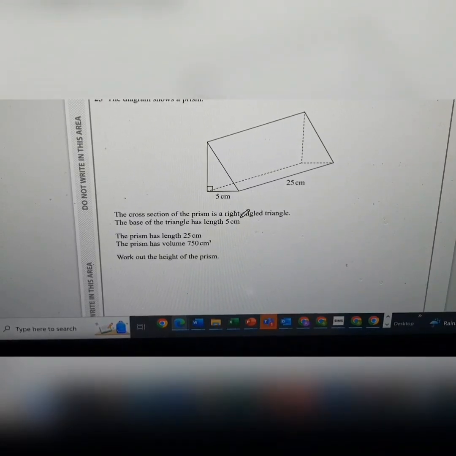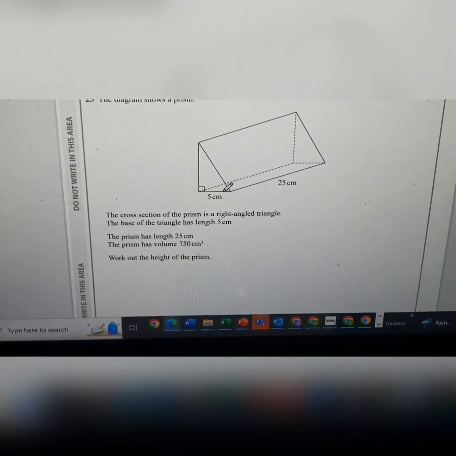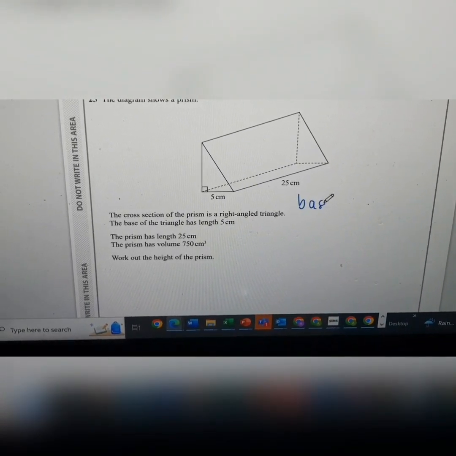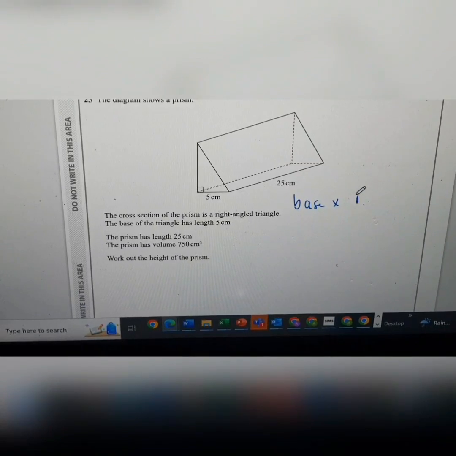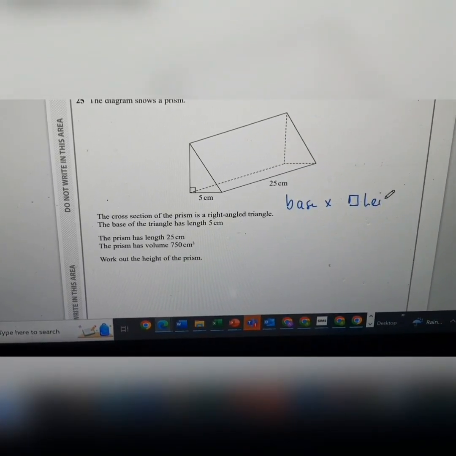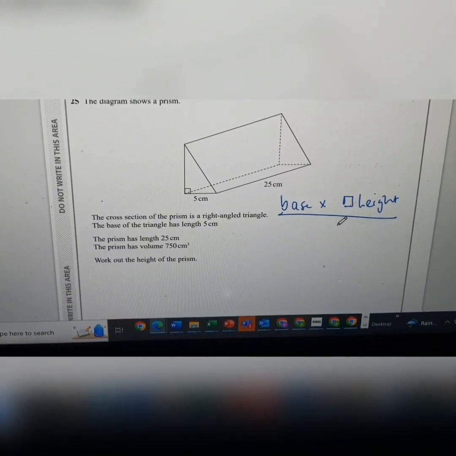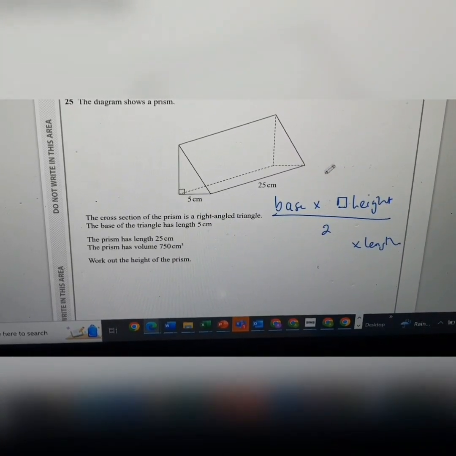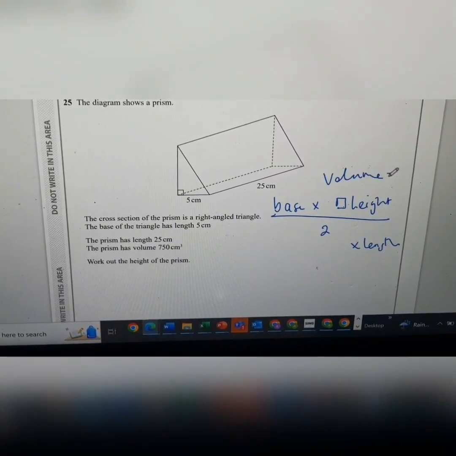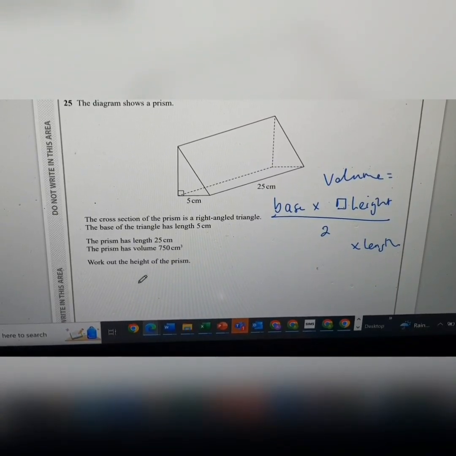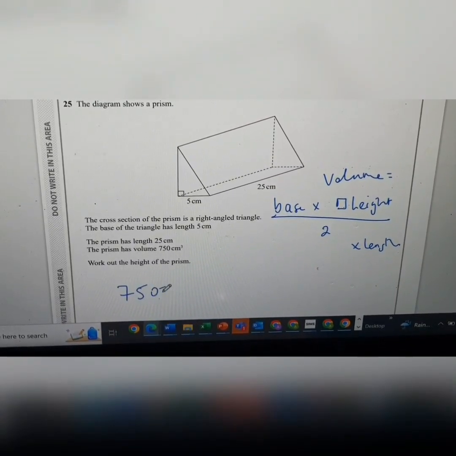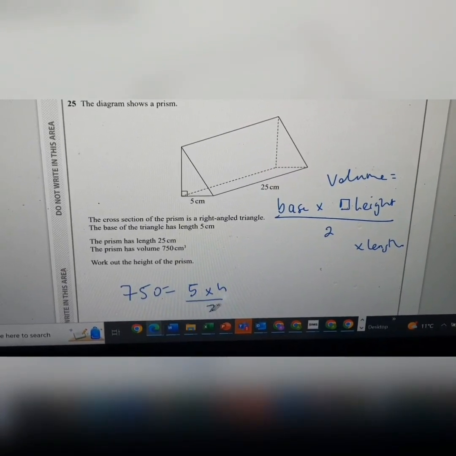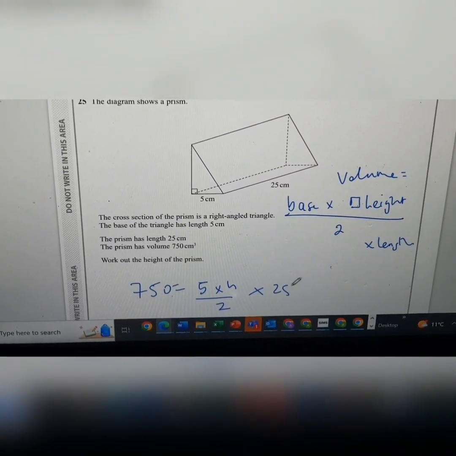So to work out the volume, you need to do base times height divided by 2 and then multiply it by the length. So base times perpendicular height. I'm just going to put the height at 90 degrees, divided by 2, multiply by length. So this is the volume. Okay, so we already know what the volume equals. So 750 equals the base, which we know is 5, times the height, which we don't know, divided by 2, times 25.